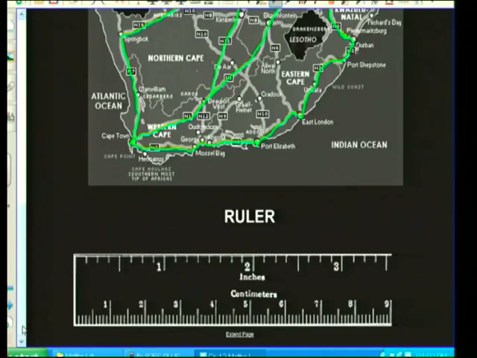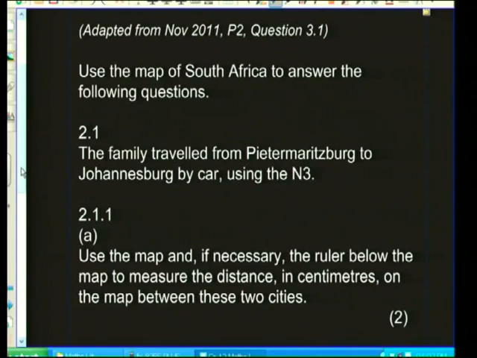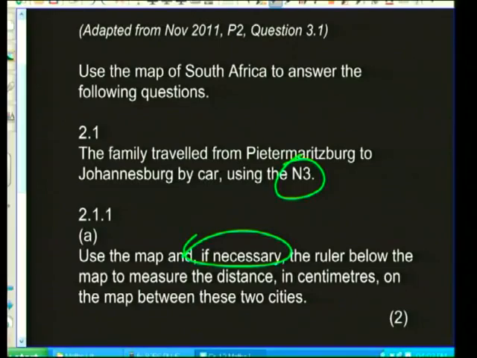Right, let's have a look at our very first question now. So, the question says this. The family travelled from Pietermaritzburg to Johannesburg by car using the N3. Use the map and, if necessary, the ruler below. Notice the examiner saying, if you want to use the ruler I've given you, use it, but you can actually use your own, and that's what we're going to do. Okay? Right. So we're going to use the ruler to measure the distance in centimeters, that's important, on the map between these two cities.